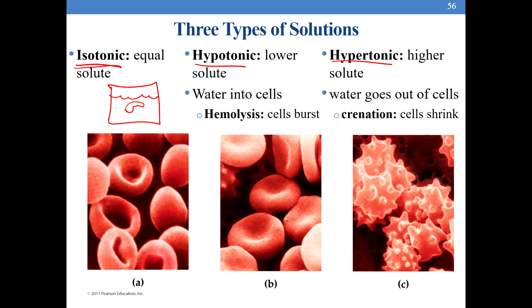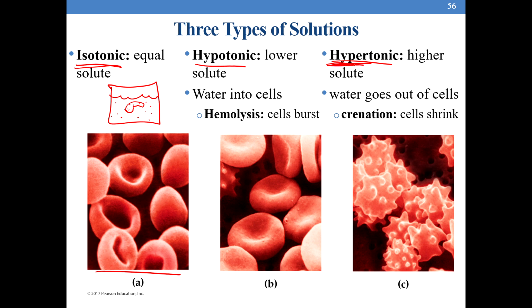Well, in an isotonic solution, there is some solute out here, but it's equal to the amount of solute inside the red blood cell. So overall, the red blood cells look normal, and that's this image at the very bottom of the slide from your book. Okay, I'm going to skip hypotonic for a second and go to hypertonic because sometimes it's easier.